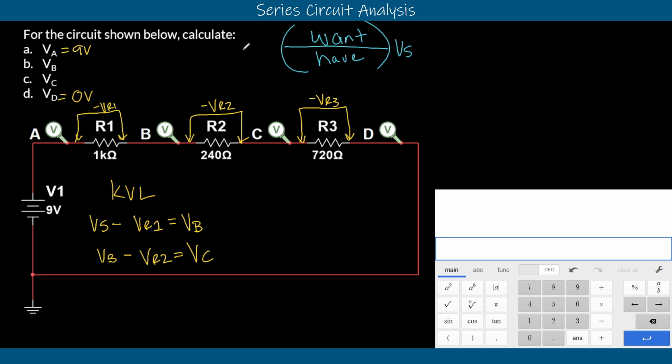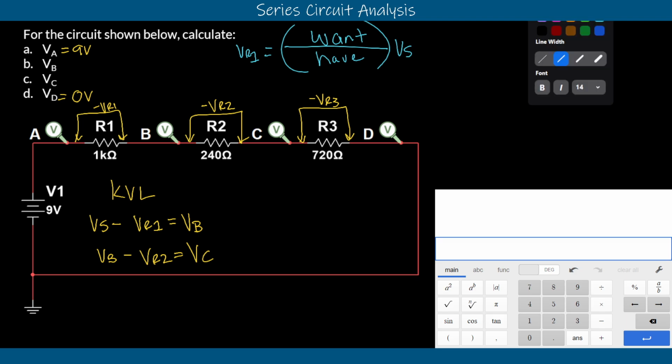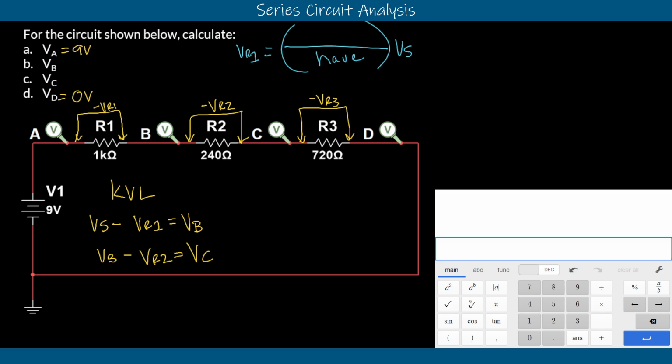And so since we are looking for R1, the first resistive drop in the circuit, we can say that our want has to be R1, right? We want to know the voltage drop across R1. So we'll put R1 in terms of our want for our resistor. And then on bottom, we'll put what we have in the circuit. And what we have is actually RT. So we don't actually know that yet. We got to go solve for that. So let's do that first.